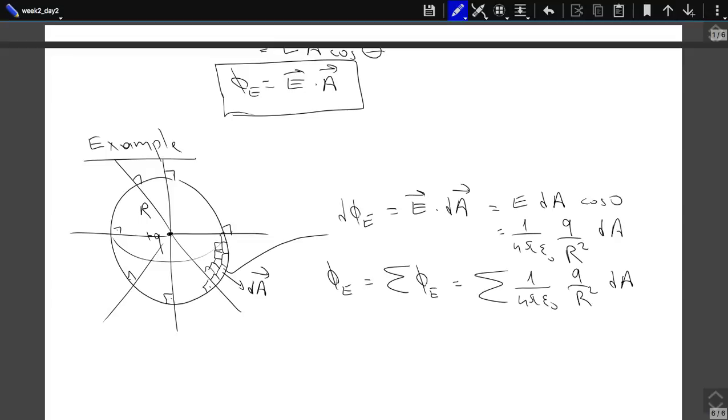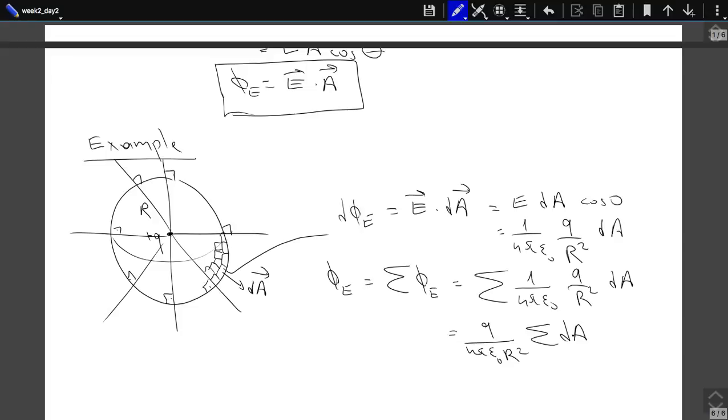This is just a constant. It doesn't depend on which patch we are in, so we can just take it out of the summation. Q is just a constant. Q is the charge over here. All the patches are at the same distance from the charge. So R is the same for all of these patches. So I can just take all of these out. This is equal to Q over 4 pi epsilon 0 R squared times the sum over dA.